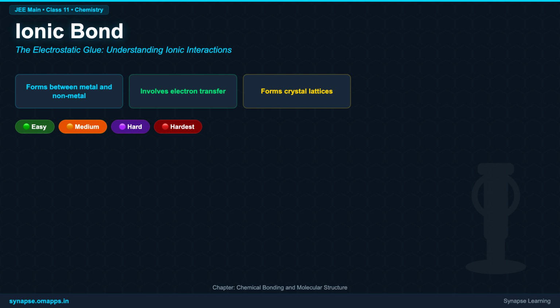Today, we are diving into a fundamental concept in Class 11 Chemistry, chemical bonding and molecular structure. Our specific focus will be on the fascinating ionic bond. We'll start with the basics, then gradually build up to more complex theories and competitive insights. Get ready to unlock the secrets of how atoms stick together.